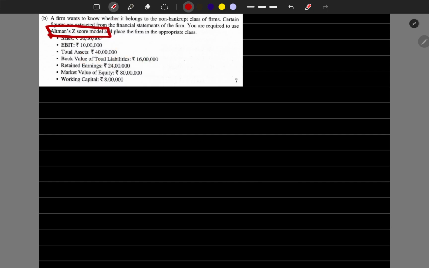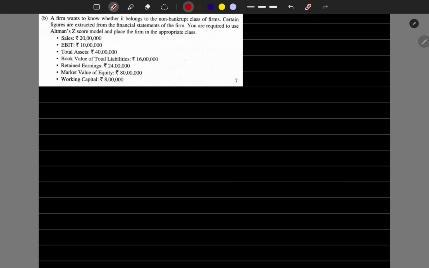Today we are going to solve a problem from Altman's Z-score model. This model is predominantly used to find out whether the company is safe or in a bankruptcy situation. This concept comes under the area of ratio analysis.